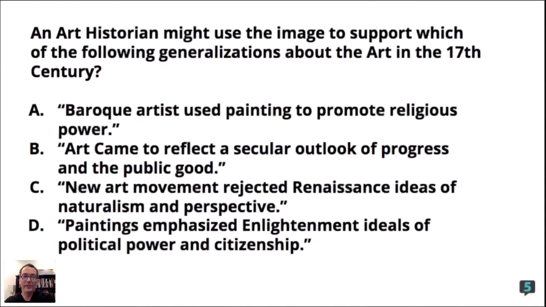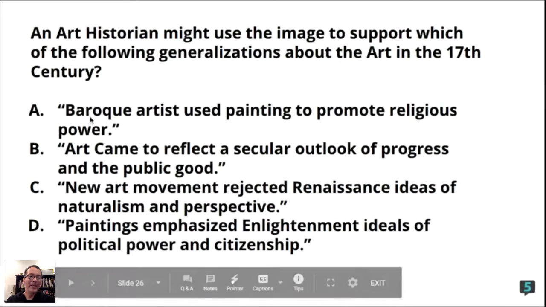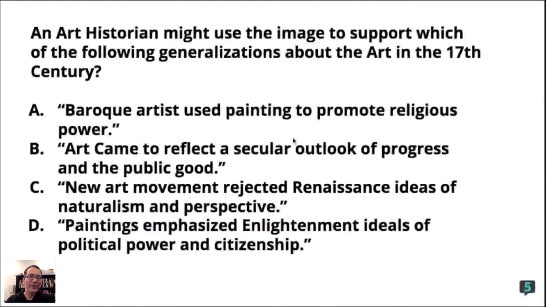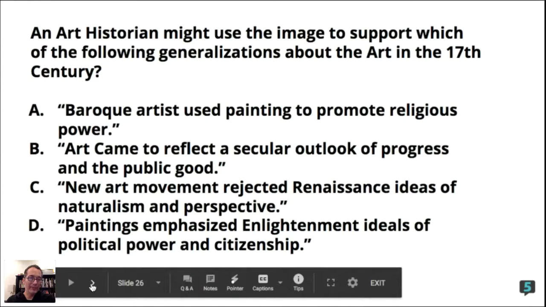Anybody else want to give us an answer? Just one person? Go big or go home. All right, you got it. It's B, of course. Art came to reflect a secular outlook and progress and the public good. Even though Dutch painting is around the Baroque era, they're not promoting religious things, and it's not necessarily rejecting the Renaissance idea of naturalism and perspective. They still have accuracy in these paintings. Enlightenment, political power, citizenship, not really that. Okay, good answer.